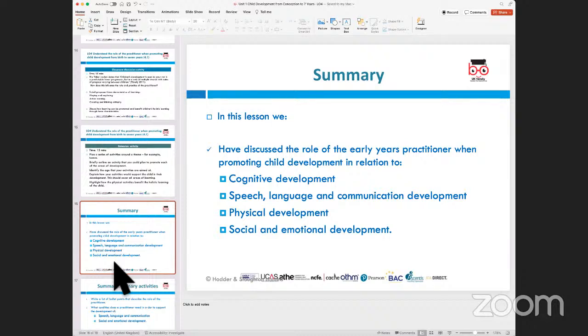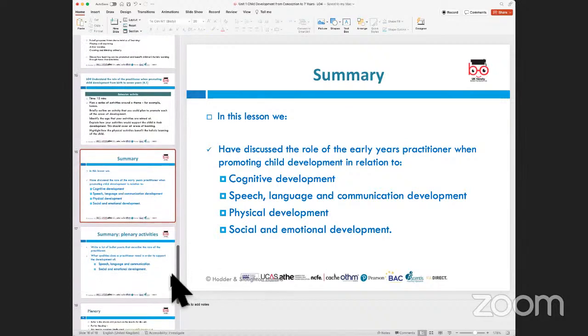That would allow you to comprehensively cover this particular outcome, which is understanding the role of the practitioner in the development of early years between the age of 0 and 7. Is that okay?